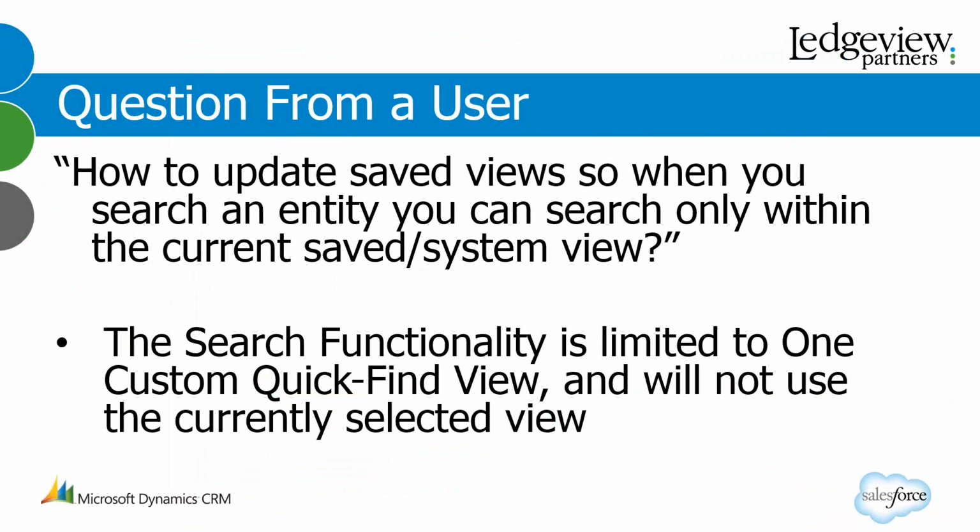Our next question from a user is how to update saved views. When you search an entity, you can search only within the current saved system view. That is an excellent question. The search functionality currently is only limited to one custom quick find view. And because of that, it will not use the currently selected view to find that information.